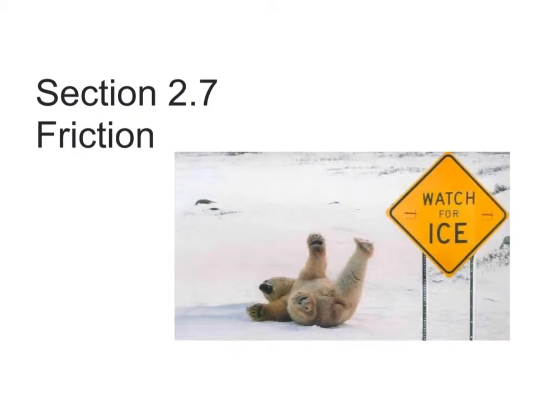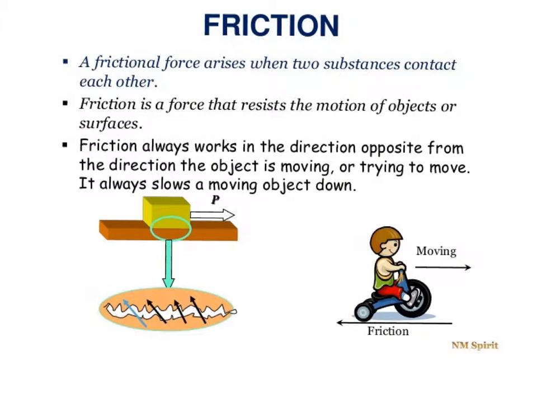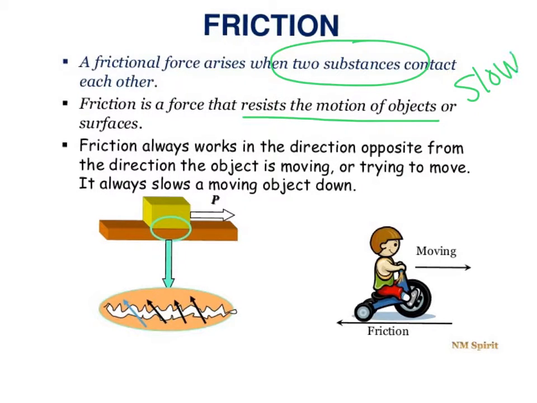Chapter 2, Section 7 is about friction. Friction can be our friend or friction can be our foe. Friction is a force that happens whenever two objects are in contact with each other. Friction resists the motion of objects, or in other words, it slows things down.